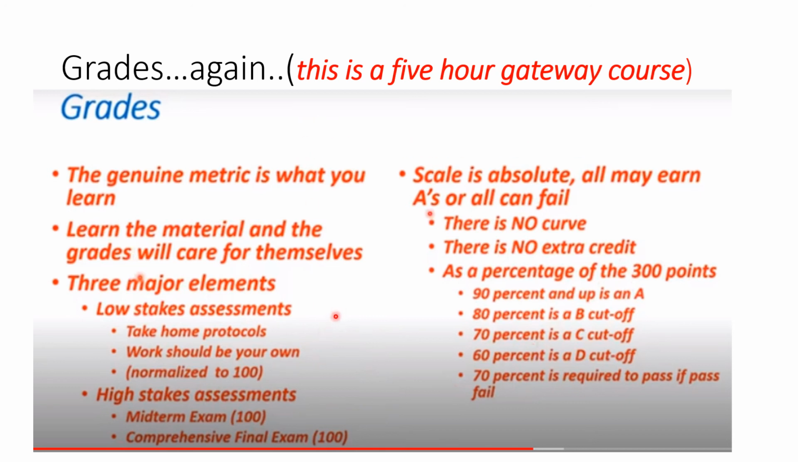Again, we will have 3 elements. There'll be what I call low stakes assessments, which will be mostly learning exercises. And that'll be 1/3 of your grade coming from the low stakes assessments. We will have a midterm exam and a comprehensive final exam. I will take these 300 points and use a grading scale. And it's not a situation where there's extra credit. I'm pretty much going to say you had 300 points to earn, and where did you land?